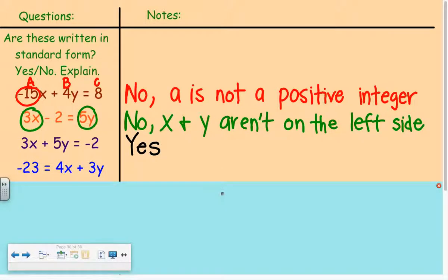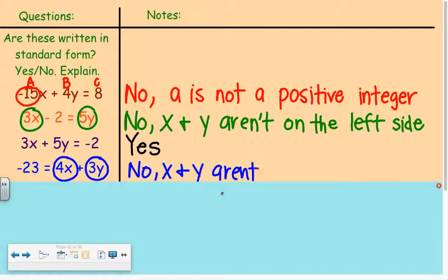-23 equals 4x plus 3y. So the first thing, are x and y on the same side and on the left side? Well, they're on the same side, but they're not on the left-hand side, so this is no. X and y aren't on the left side.